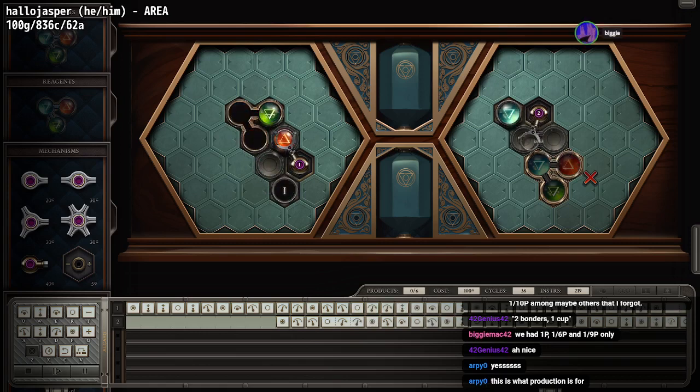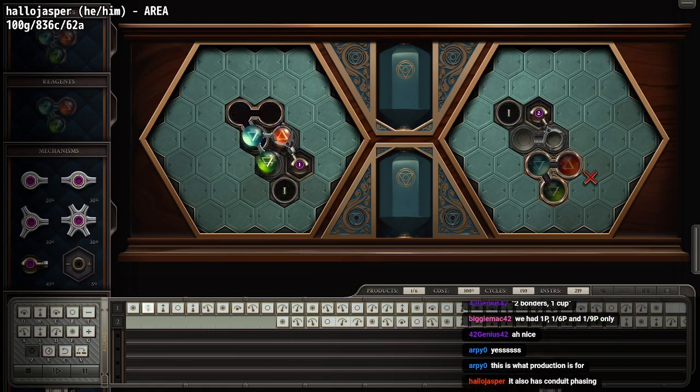This is a really good solve. Yeah, Hello Jasper is good at this area thing. And this conditional thing. It also has conduit facing. Oh boy. Remember Pentapig's min cost wheel inversion solve? That is an amazing solve.